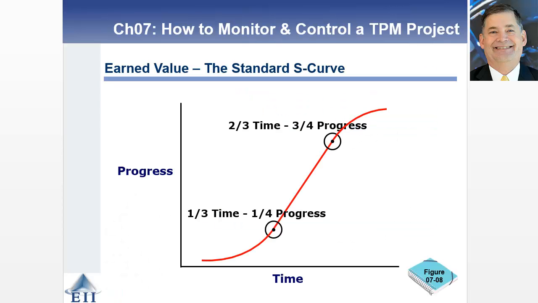So when you're planning a project, you typically follow an S-curve where, when you're mapping time against progress, you're on schedule if 1/3 of the time has elapsed and you've completed about 1/4 of the project. And things accelerate so that at 2/3 time you've got 3/4 of the project, and then you finish on time. So it forms a kind of gentle S.